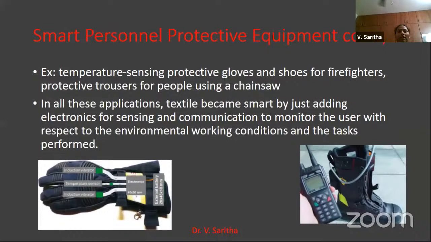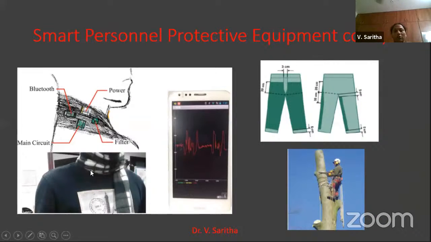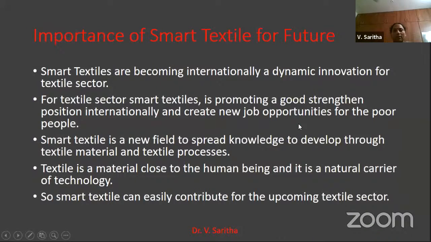Okay, so the next one is smart personal protective equipment like boots, hand gloves. All these can be used. A scarf can be used. The persons who are climbing up the stairs while constructing houses, cutting trees, etc., they can use trousers like this.